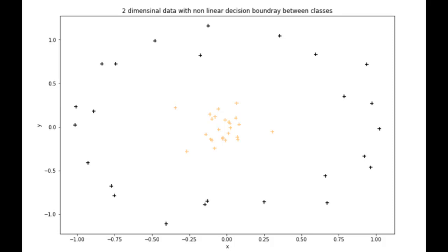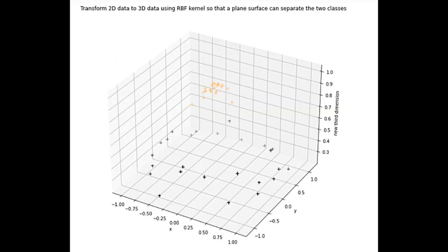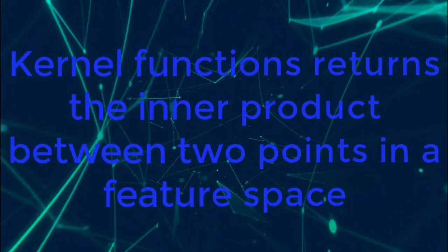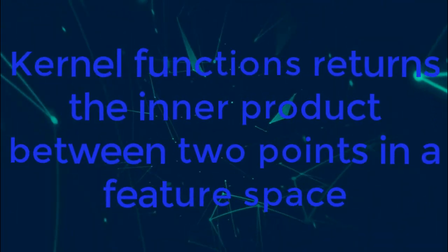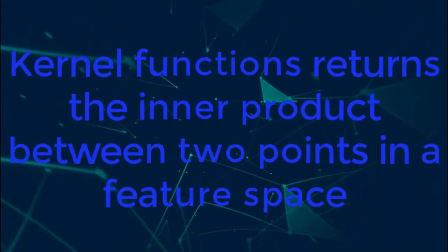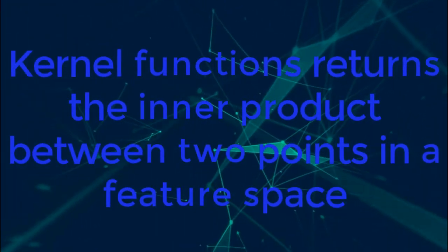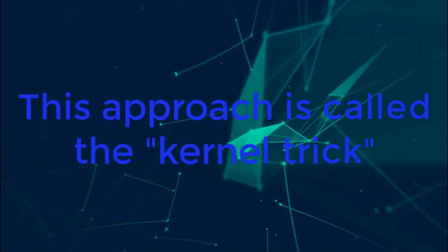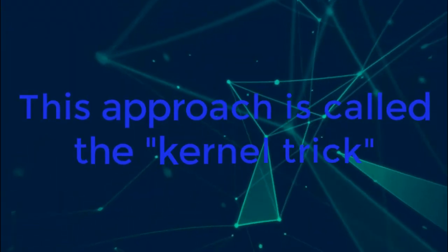As you can see on your screen, the black and yellow points are not linearly separable in a two-dimensional space. However, if you imagine raising the yellow points up along the new vertical dimension, then you can separate them from the black points with a plane, which is a hyperplane in this case. This is shown in the images on your screen. The kernel functions return the inner product between 2 points in a feature space. This operation is often computationally cheaper than the explicit computation of the coordinates. This approach is also called kernel trick.